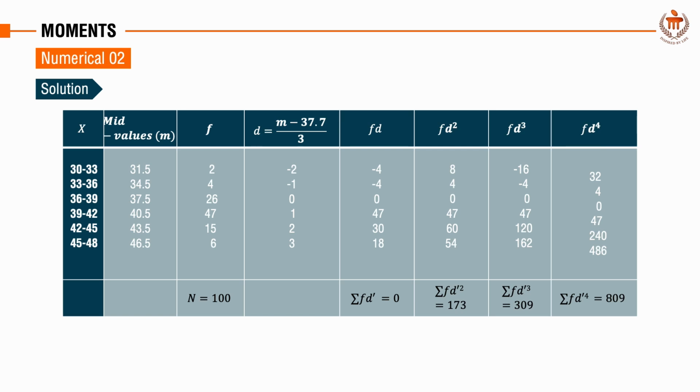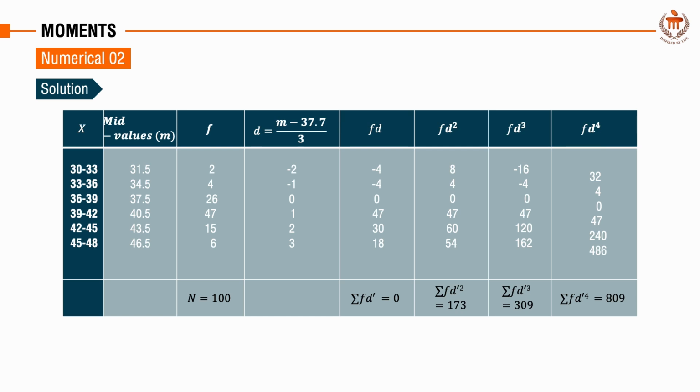Then once we found the d value, we multiply d with f, so we get f into d, and then we do the summation. Here f into d: 2 into minus 2 is minus 4, 4 into minus 1 is minus 4, then 26 into 0 is 0, then 47, then 30, then 18. When we do this calculation, this is not 0.